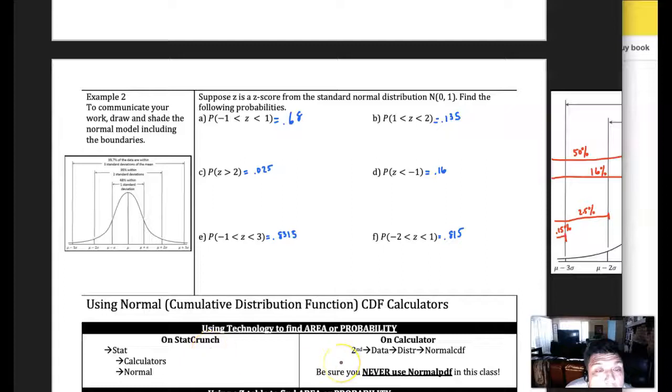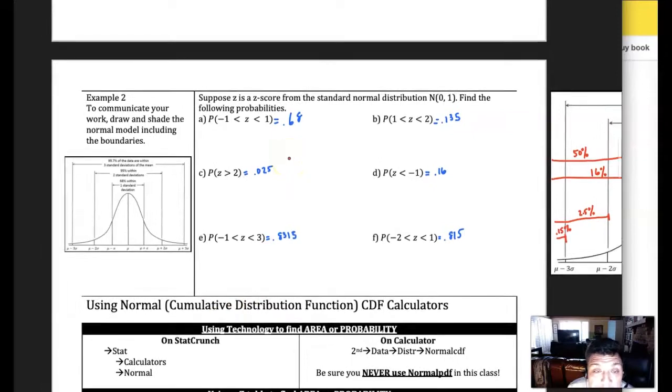Let's take a look at another example of the empirical rule. This time let's look at it through the perspective of z-scores. Remember, every data point we collect has a z-score, right? It measures how far above or below average you are. And so we can analyze data through its z-scores.